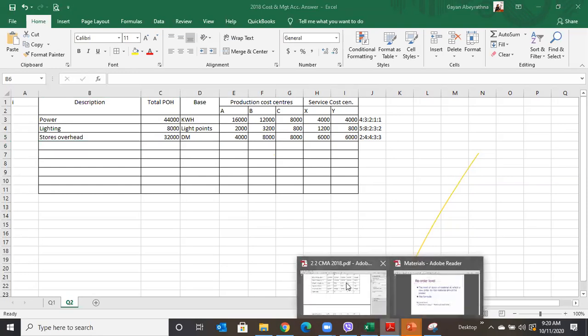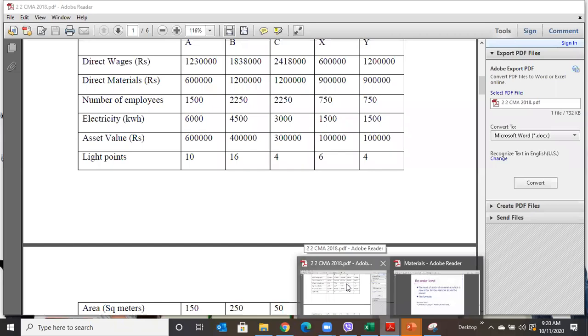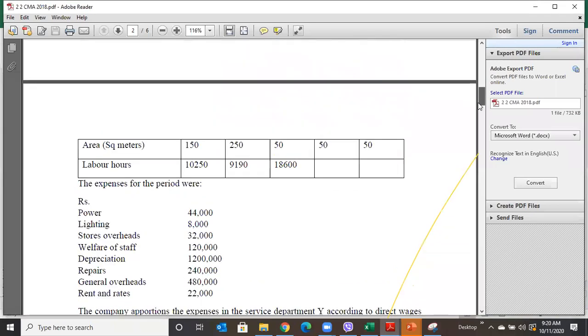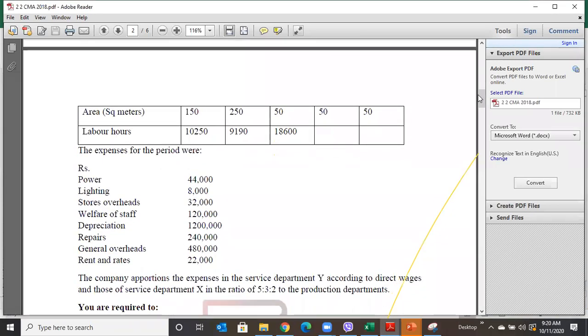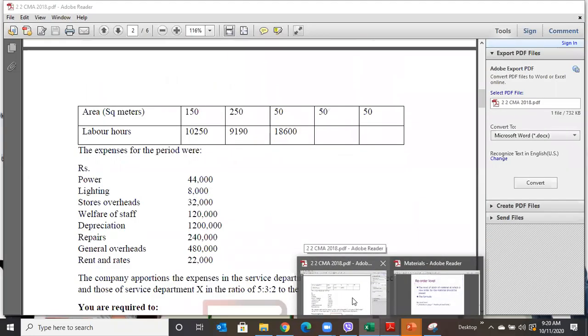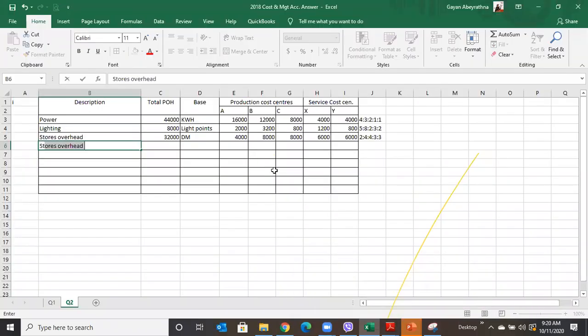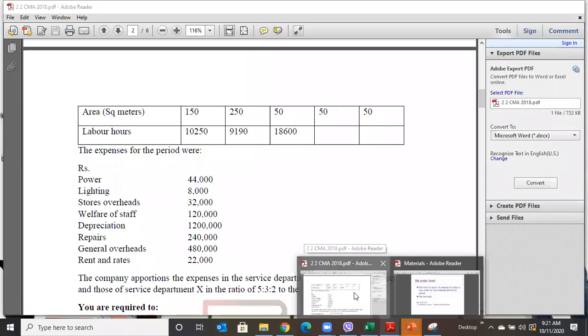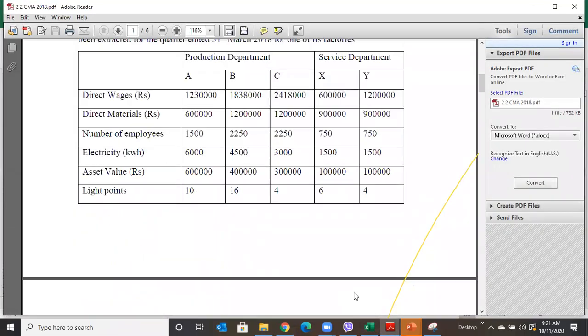Okay, then stores overheads. Then what is the next item? Staff welfare. Staff welfare total 120,000. Then what should be the base? Number of employees. Yeah, base should be number of employees.